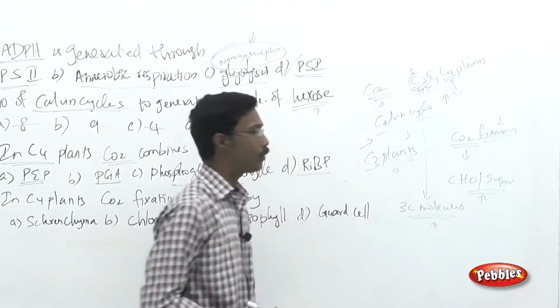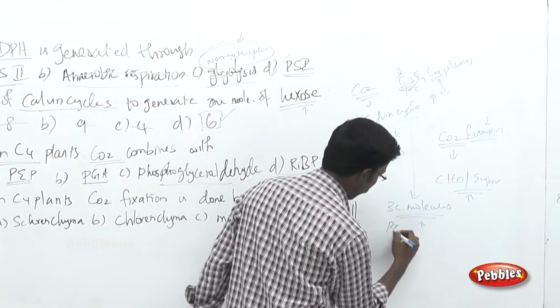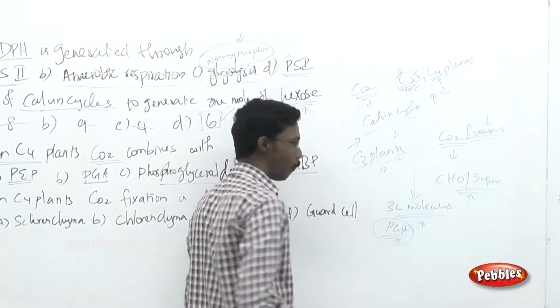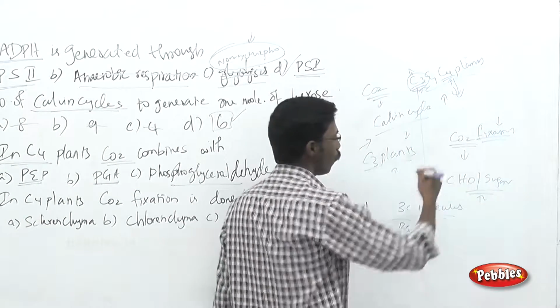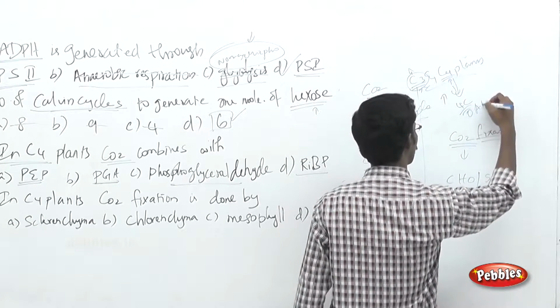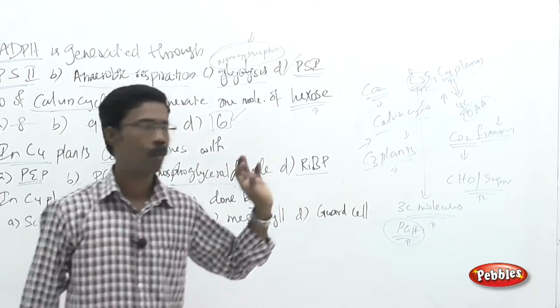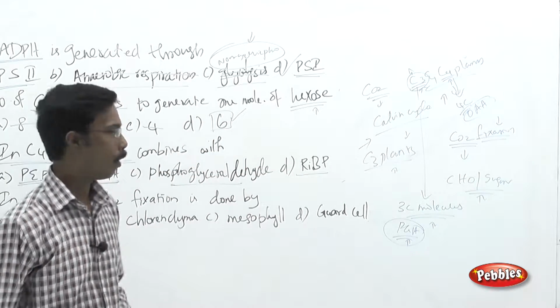Okay, so in case of the C3 cycle, the first formed molecule will be phosphoglyceric acid. So it will be a 3 carbon molecule. In case of C4, the first formed molecule will be a 4 carbon molecule, that is oxaloacetic acid. In case of C4 plants, the first forming molecule here is oxaloacetic acid. It is a 4 carbon molecule.